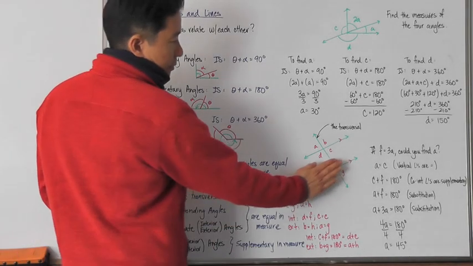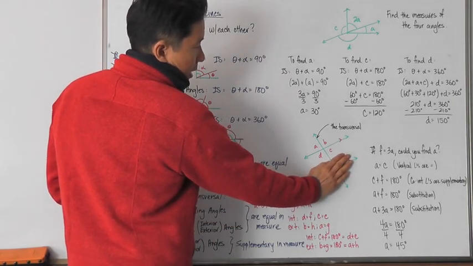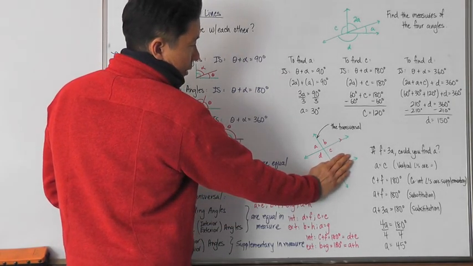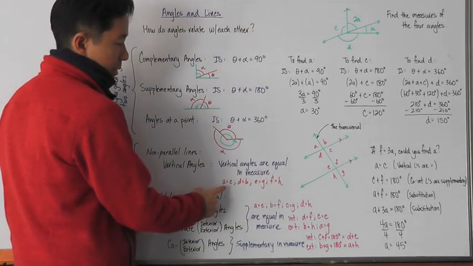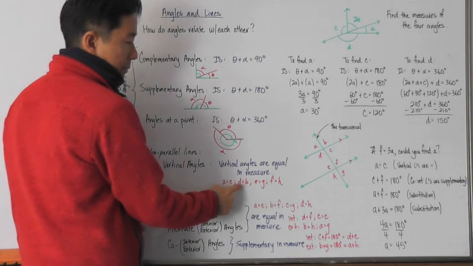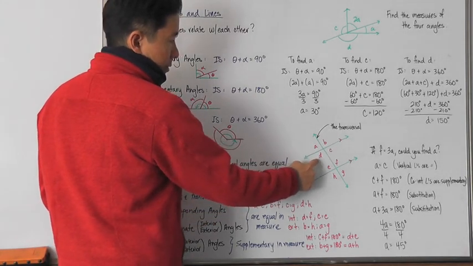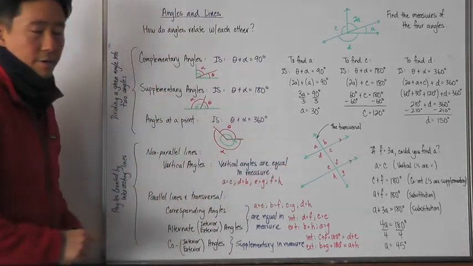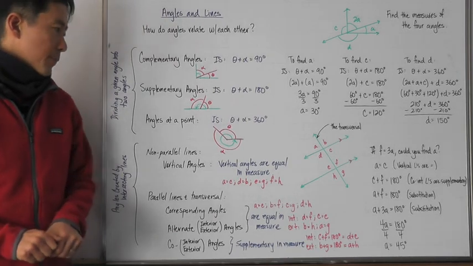Now, let's just say that we focus just on this part here. If we focus just on that top part, the vertical angles are going to be A and C, which are right across from each other here, and B and D, which are right across from each other there. Those angles are going to be equal in measure.